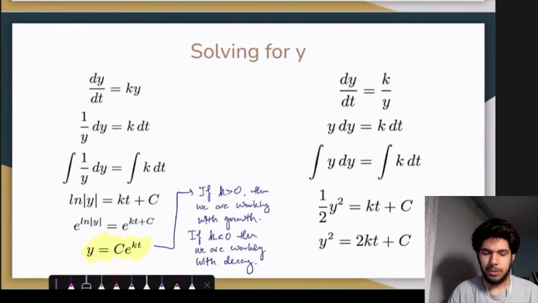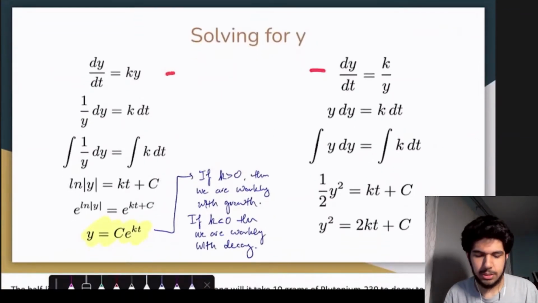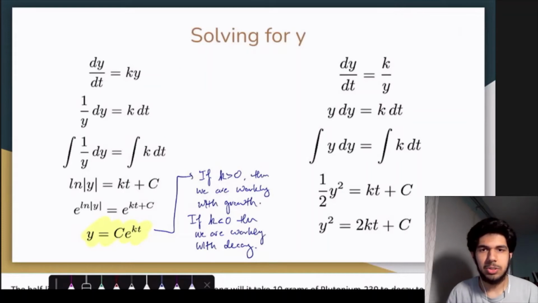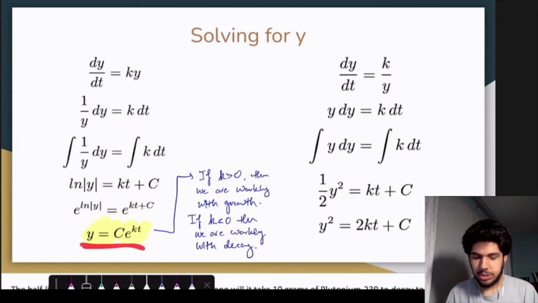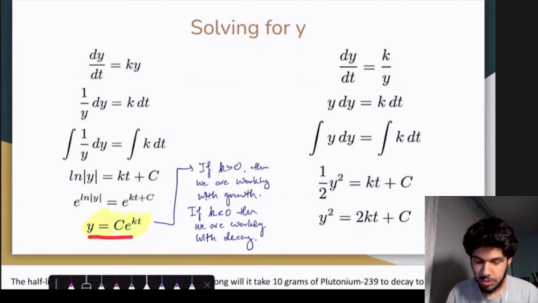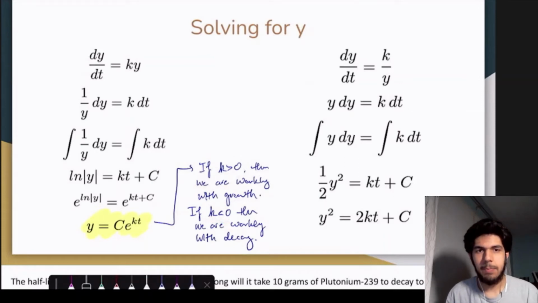So let's try to solve both of these differential equations. On the left and the right, we see the two different differential equations, and we'll solve them using separation of variables. On the left, we get this equation here. And this is the equation that we'll be using the most. This can model both growth and decay. So particularly when k is greater than 0, we work with growth, and the converse holds true as well. And if k is less than 0, then we'll work with decay.